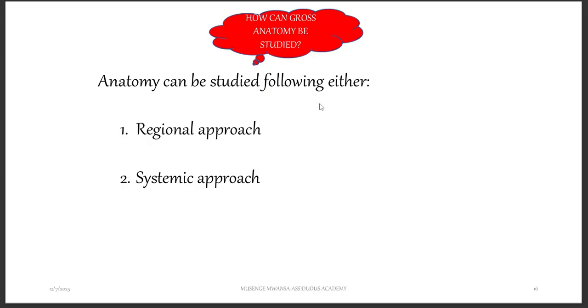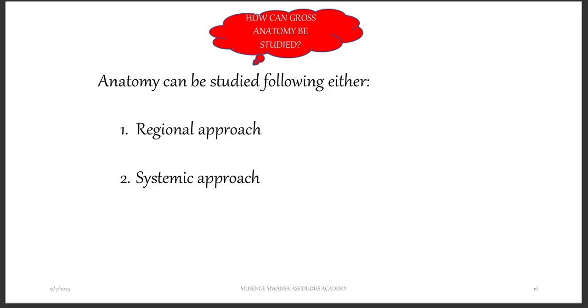Now, the way you approach or study anatomy, you can use two ways. You can use the regional approach or the systemic approach. Regional means that as you are studying gross anatomy, you go part by part. For example, at UNZA, we study using the regional approach. When you start learning anatomy, going to the DR, you first start with the upper limb. They'll show you the actual bones, the scapula, the clavicle, the humerus.